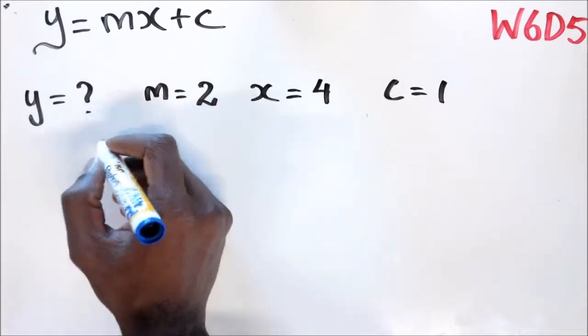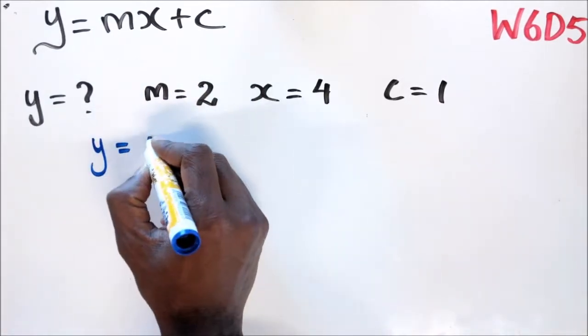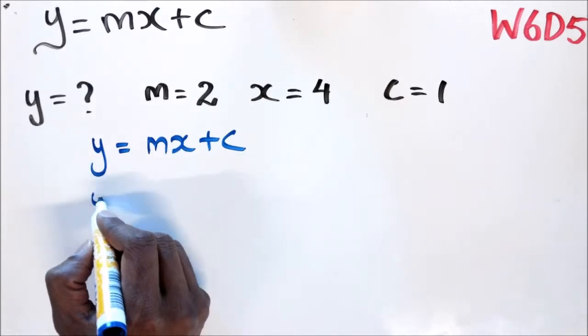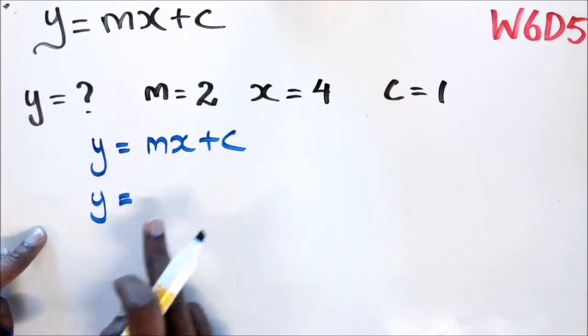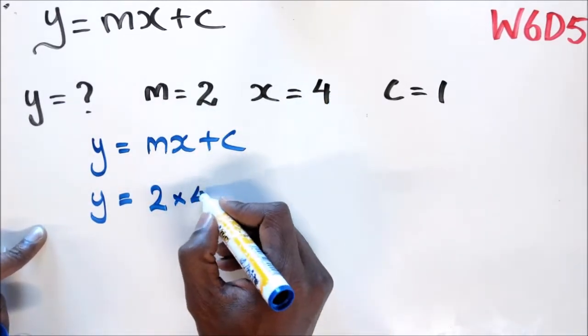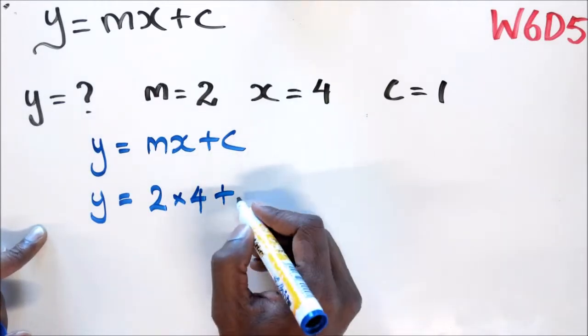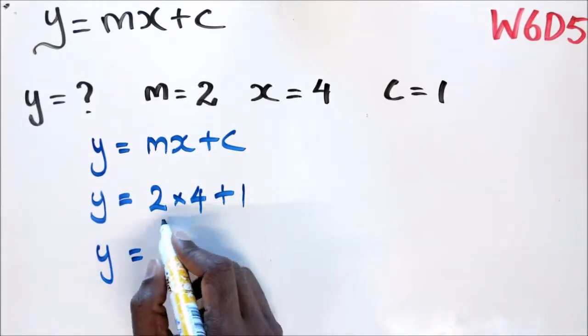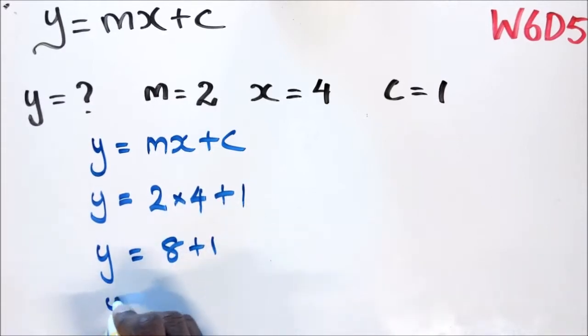In this case, we're going to write the equation down first. So we write y equals mx plus c. And y is what we're trying to figure out, so I'm not going to change it. I'm going to leave it as it is. m is 2 multiplied by x, which is 4, plus c, which happens to be 1. So y is equal to 2 times 4, which is 8, plus 1, y equals 9. And that's basically substitution. You're just going to get a lot of different combinations behind it.